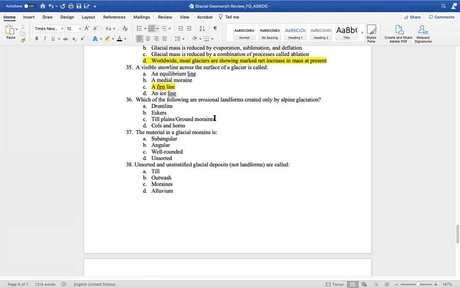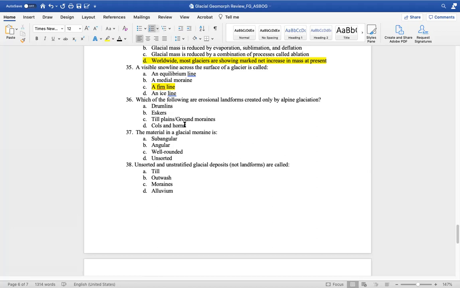So ground moraine, moraines are depositional. Till plain, those are the same thing as ground moraines. So definitely not C. Esker is that sinuous, serpentine type formation. And then drumlins, those are depositional.